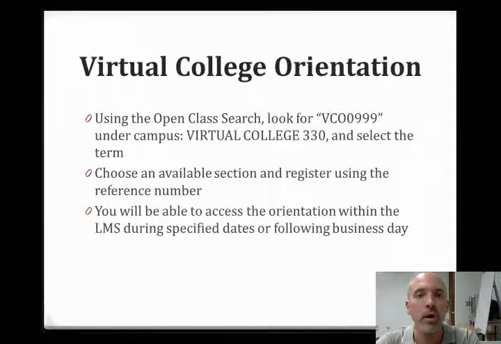So if you are interested in that orientation, the course ID is VC, the letter O, and then 0999. The campus is Virtual College. The campus number is 330. And then you would choose the term. For example, the summer term would be the 2013-3 semester. And then a reference number would become available, which you would use to then register for the course.